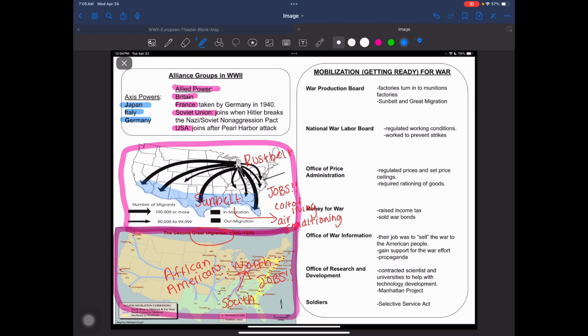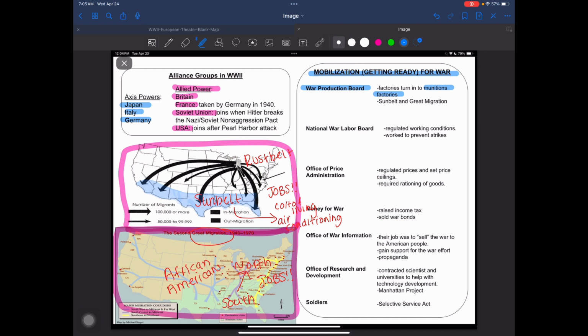Over here, you have to know, just like for World War I, the mobilization, how we got ready for war. And it's pretty much the same way that we did in World War I. So I think right here it's going to be mostly highlighting. We're going to see war production factories, and this is where a lot of factories are going to be contracted out by the government and turned into munitions factories. They're going to be producing war equipment.